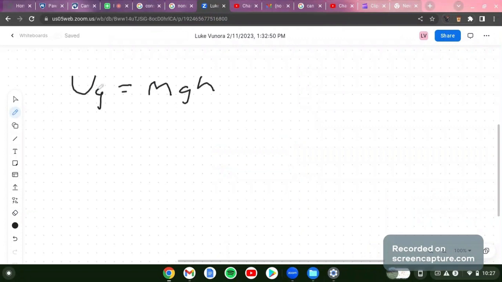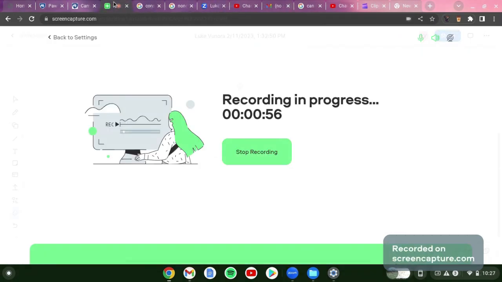U_G stands for the potential energy due to gravity, m is for mass, g is for gravity, and h is for the height of the object. Now for the potential energy due to a spring, you have U_S equals 1/2 kx squared. U_S is the potential energy due to the spring, k is the spring constant, and x is the displacement due to the spring.